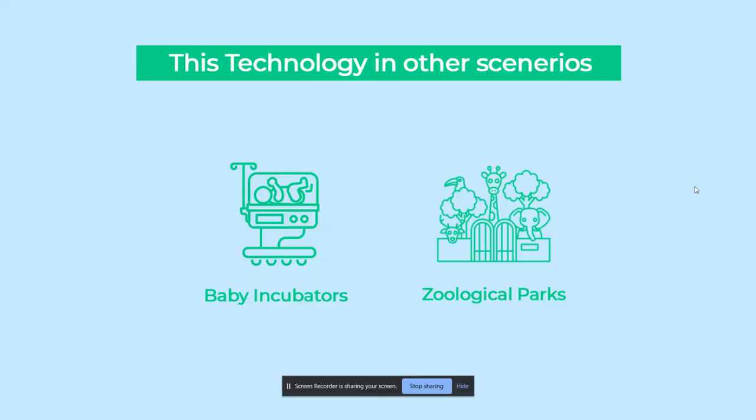This technology can also be used in other scenarios, like for real-time monitoring of premature newborn babies in the incubator, or in the zoological parks, where some animals require specific temperature to survive, and they are provided an artificial heat source, and this is where this technology can be used to control the artificial temperature.